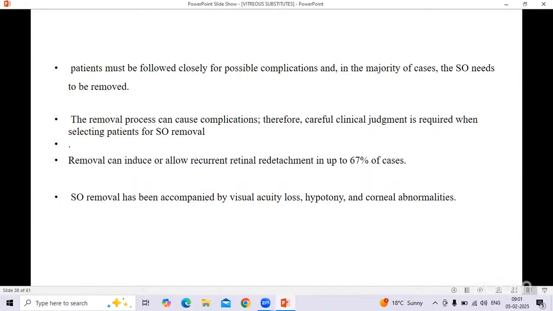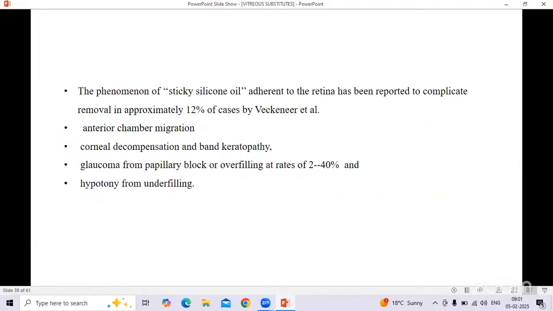The removal process can cause complications. Therefore, careful clinical judgment is required when selecting patients for silicone oil removal. And removal can induce or allow recurrent retinal redetachment in up to 67% of cases. And silicone oil removal has been accompanied by visual acuity loss, hypotony, and corneal abnormalities.